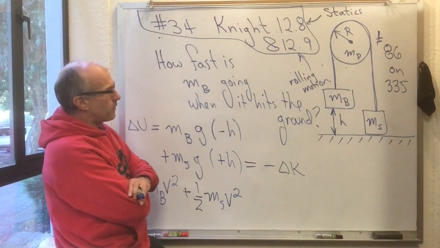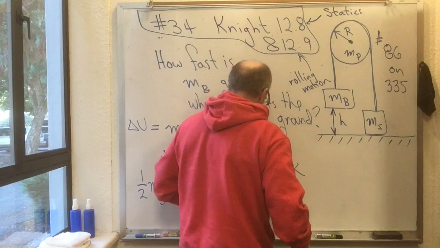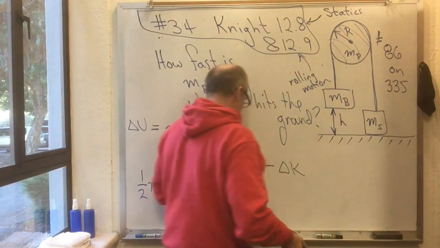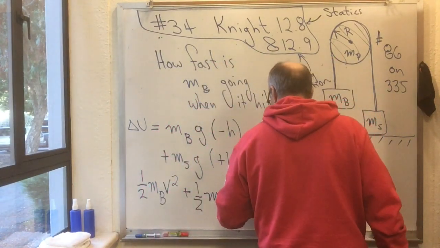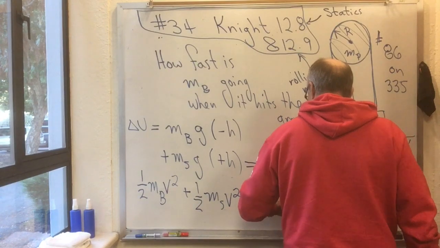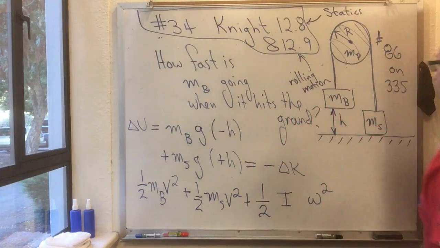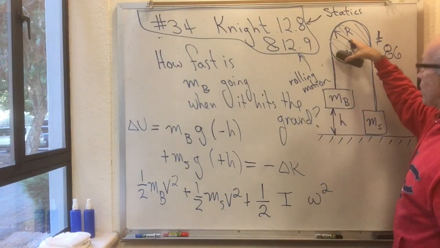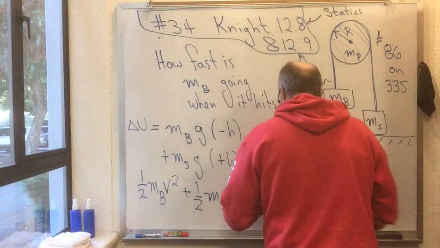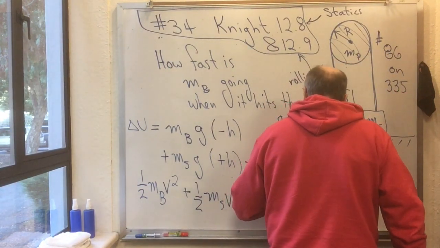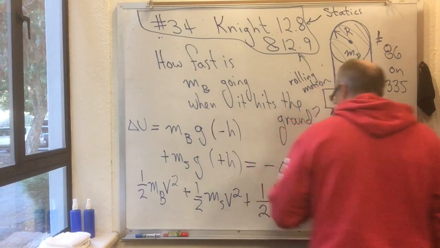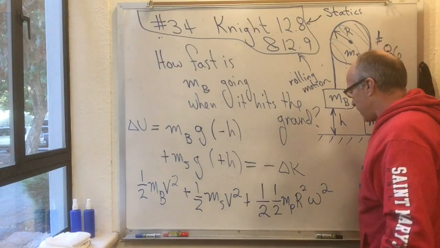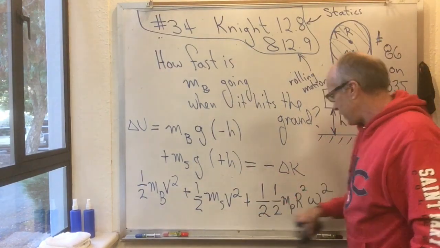And then the only thing we have to figure out is, what is the kinetic energy of this wheel, which has mass m pulley? Okay, so now what? How do we do that? Well, we know that that's 1/2 I omega squared. And I, for a disk of mass m_p and radius R, is 1/2 m_p R squared. Now, we've got too many unknowns here. And why do we have too many unknowns? Well, because omega and v are related.